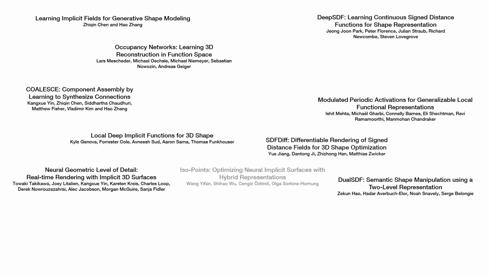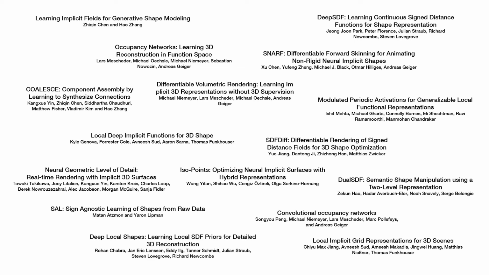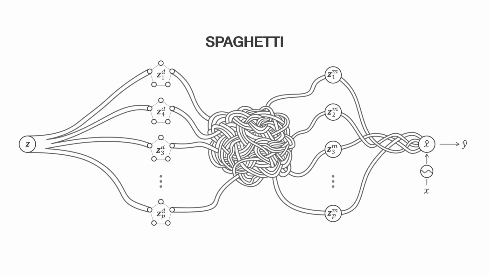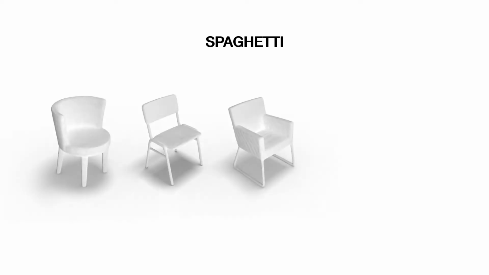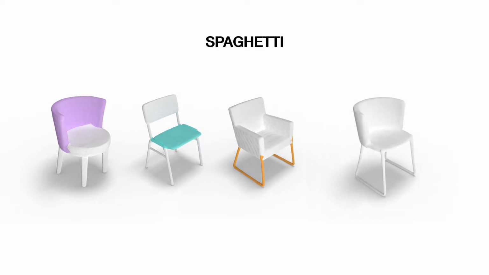Neural implicit fields are quickly emerging as an attractive representation for learning-based techniques. However, so far only little effort has been made towards adopting them for 3D modeling and editing. We introduce SPAGHETTI. SPAGHETTI is a 3D generative model that learns unsupervised part decomposition of generated implicit shapes.